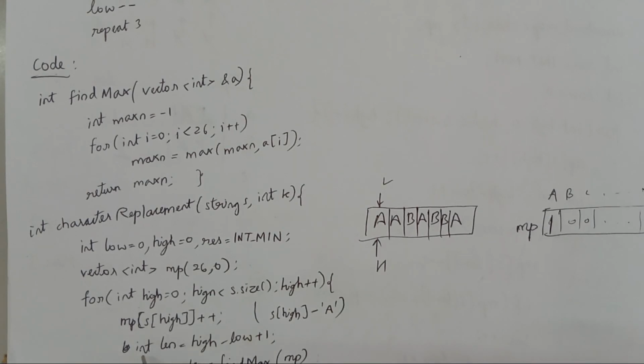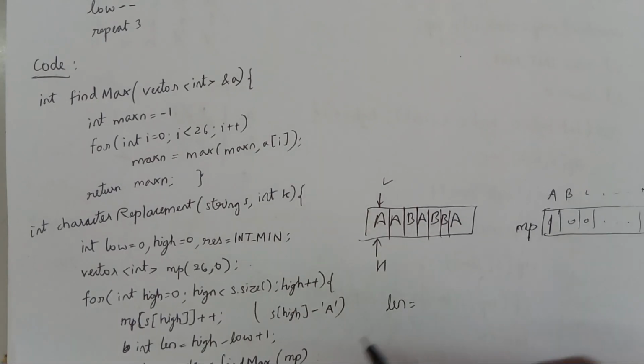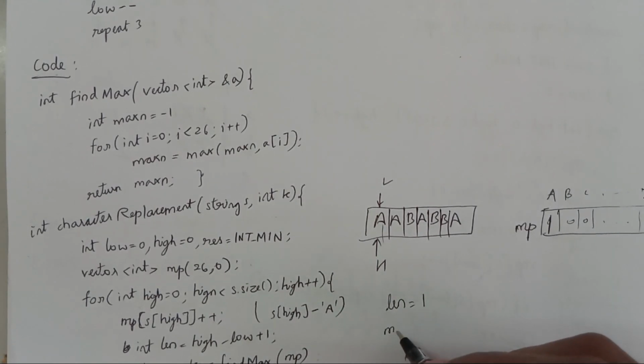Now we calculate the length. Length will be high minus low plus 1. That is just the length of the window. Next we calculate the maximum length.